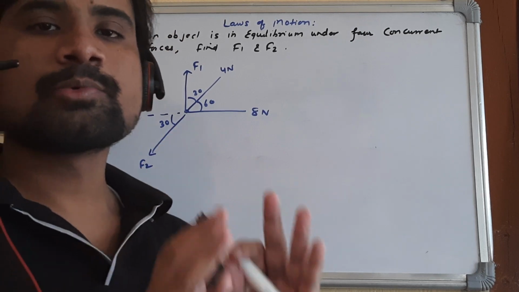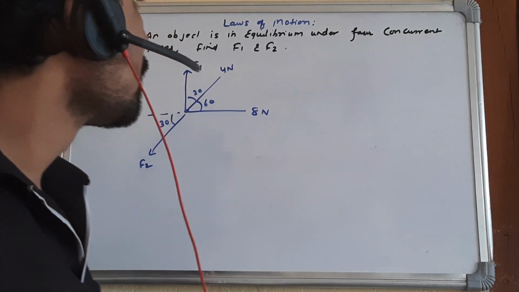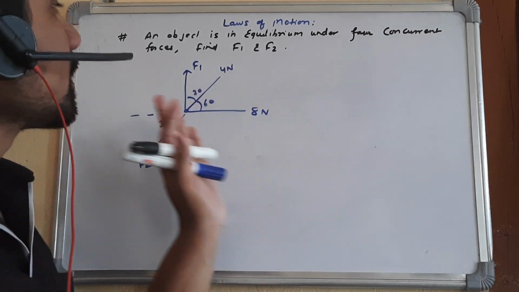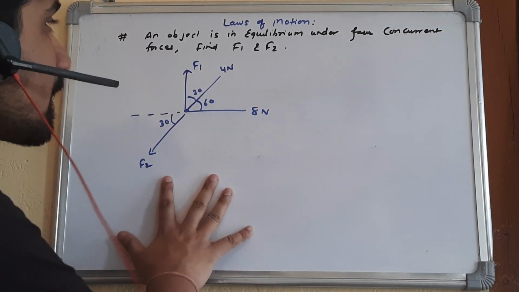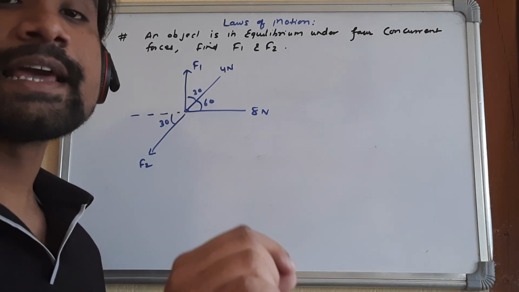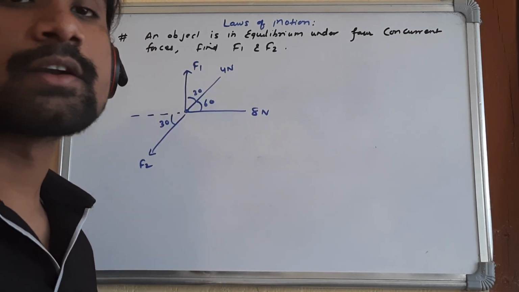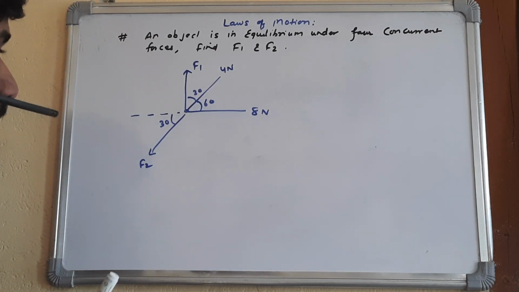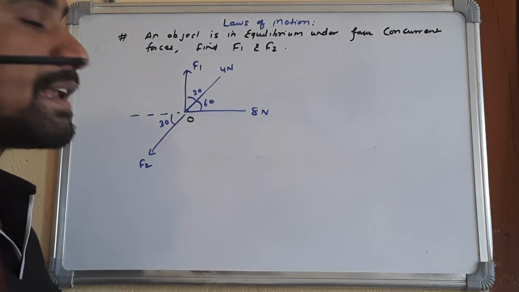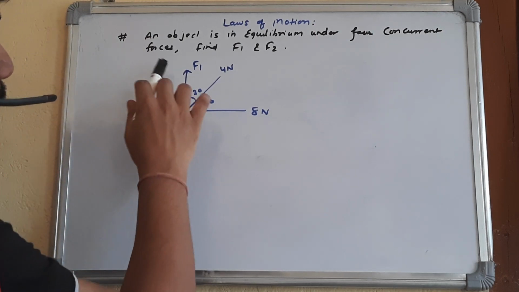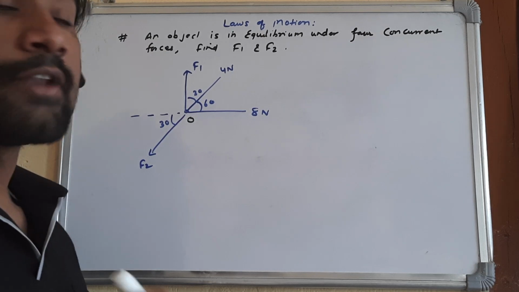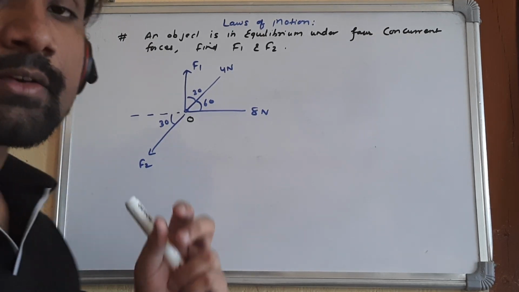So let's solve a problem to understand the concept of equilibrium more. The problem states that an object is in equilibrium under 4 concurrent forces which are shown in this diagram. We need to find F1 and F2. So there are 4 concurrent forces. Basically, forces acting at one point are concurrent forces. So let's say this O is the object, a point object which is in equilibrium, and it is under the influence of 4 forces: F1, F2, 4 Newton and 8 Newton. 2 are given to us, 2 are not given to us. And we need to find what is F1 and F2.